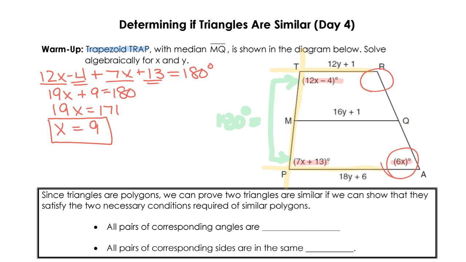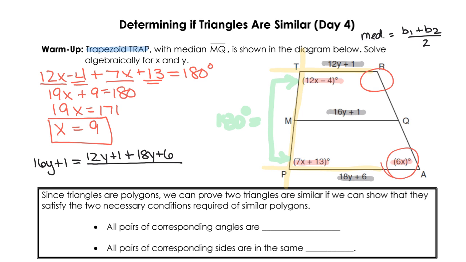In our next setup, we have to determine what are we going to do with these y expressions. So we have the top, the middle, and the bottom. And if you remember, the median is the average of the bases. Okay. And so we can write our little formula down over here, say that the median is equal to the base 1 plus the base 2 divided by 2. That's how you average. Okay? So if I go ahead and take my median, which is 16y plus 1, and put it equal to my base 1, which is 12y plus 1, plus my bottom base, which is 18y plus 6, all divided by 2.